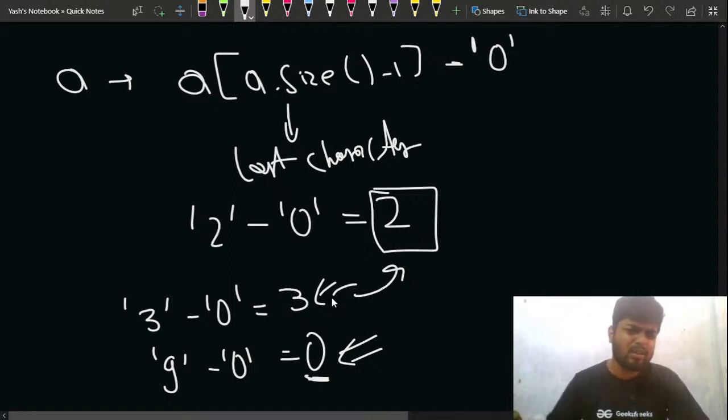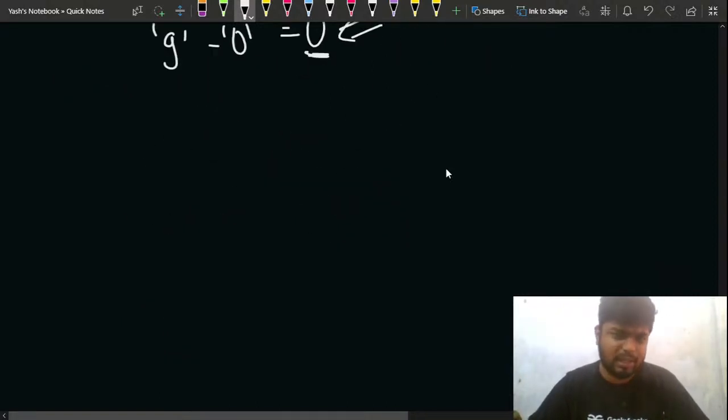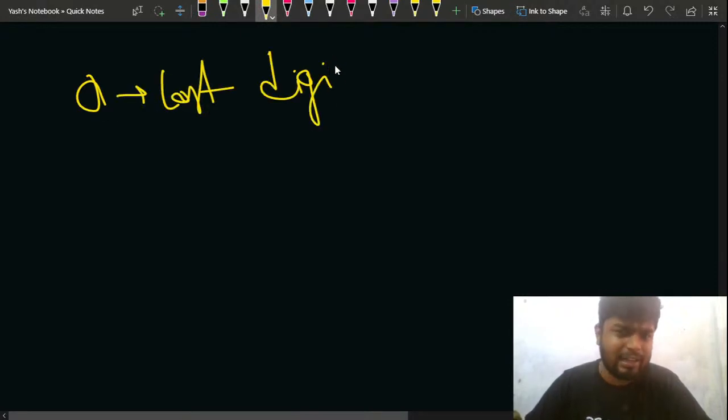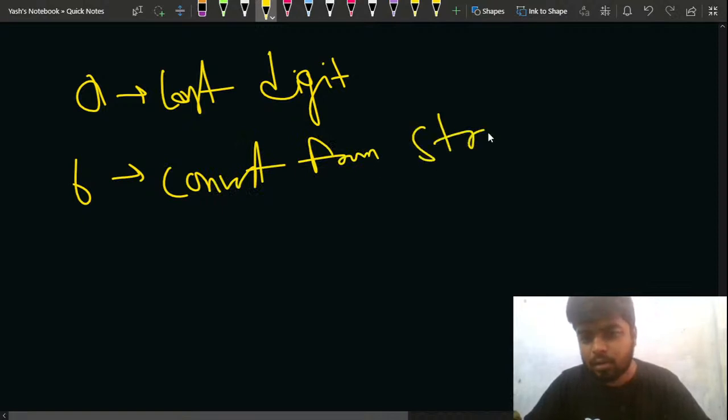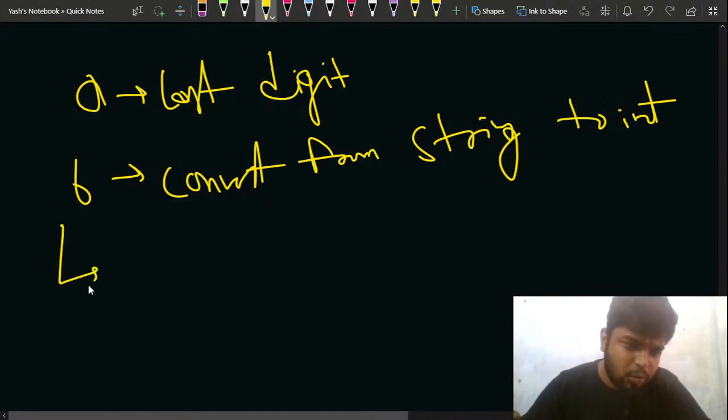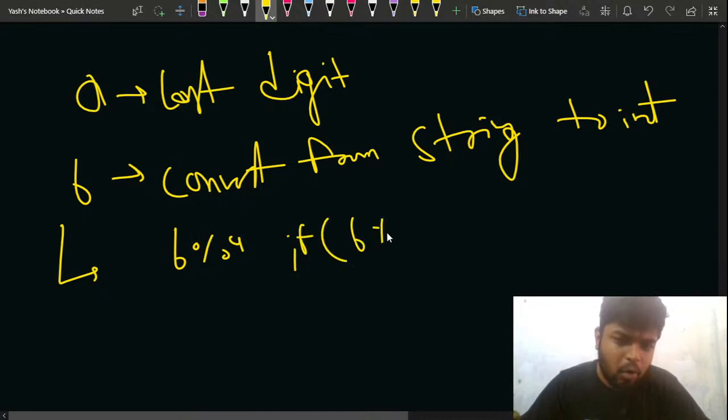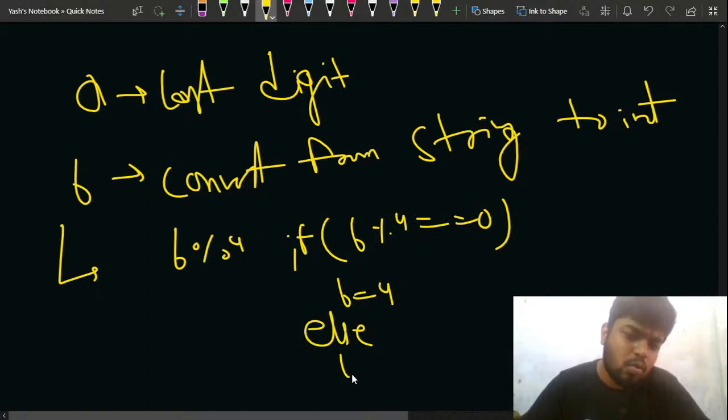You can use STOI also, no problem. You can use that as well, I think. Okay, right. So what you have to do is, for a, you have to find the last digit, right? And you can find it as I told you. For b, you have to convert from string to int, right? This is what you have to do. After that, you have to find b mod 4, and if b mod 4 is equal to 0, then b will be equal to 4, else b will be equal to b mod 4.